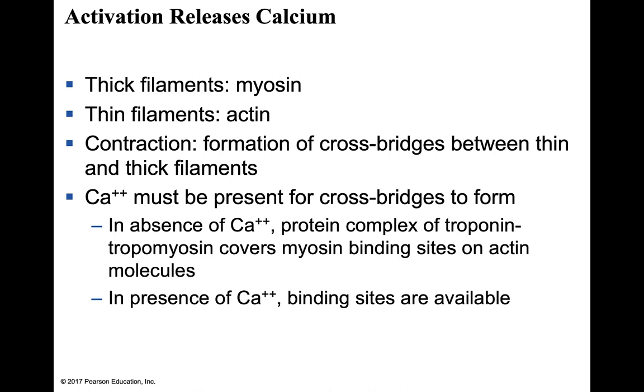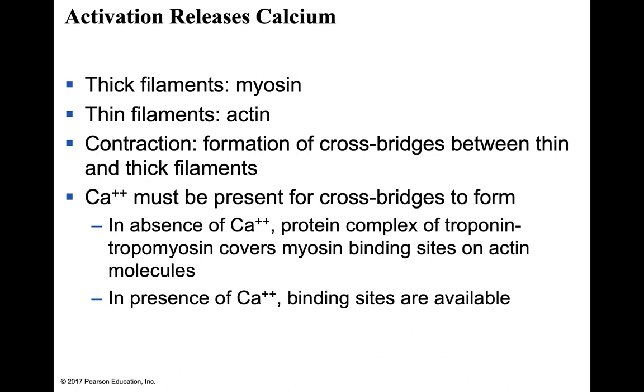Now, the thick filaments are myosin, the thin filaments are actin, and what we're going to see is actually a cross bridge between the thin and thick filaments. I alluded to this in a previous diagram. Now, the actual contractile process is due to the formation of cross bridges between thin and thick filaments. Now, calcium is necessary for cross bridges to form.